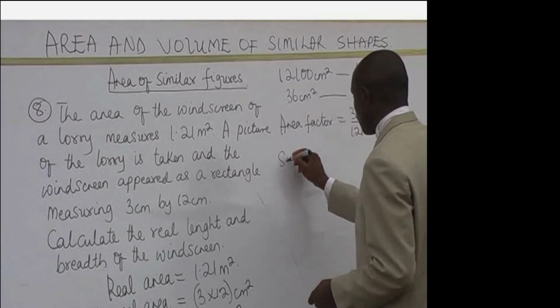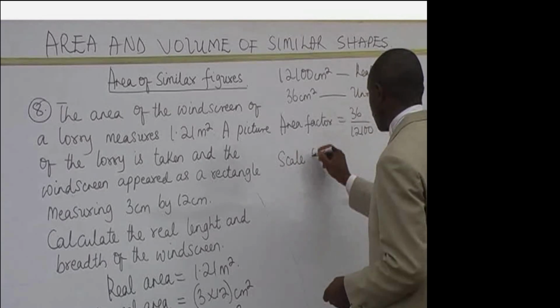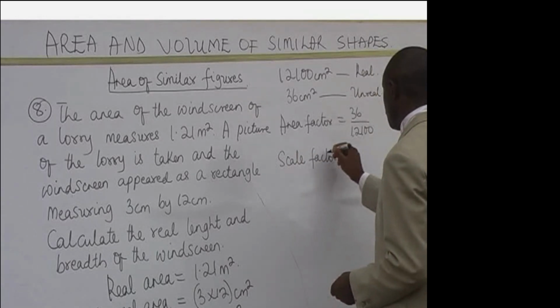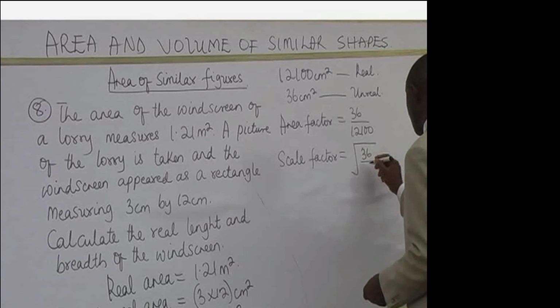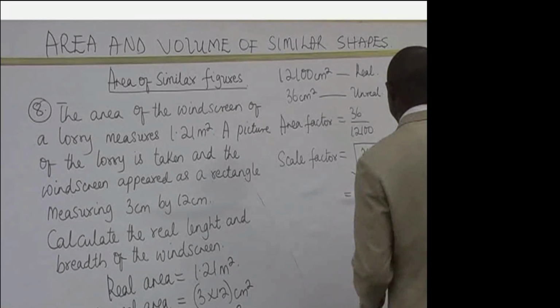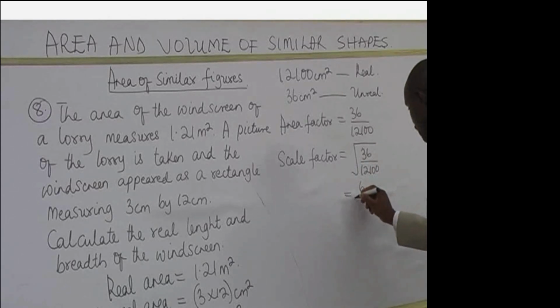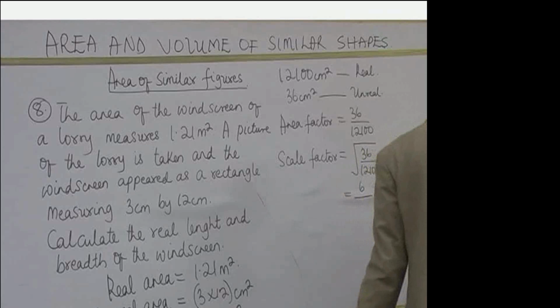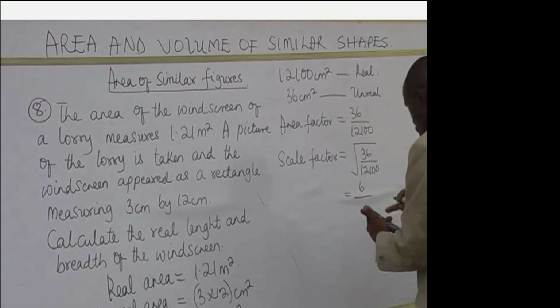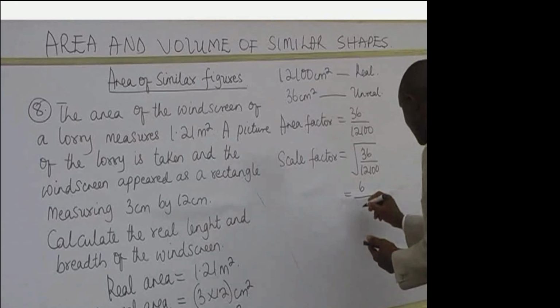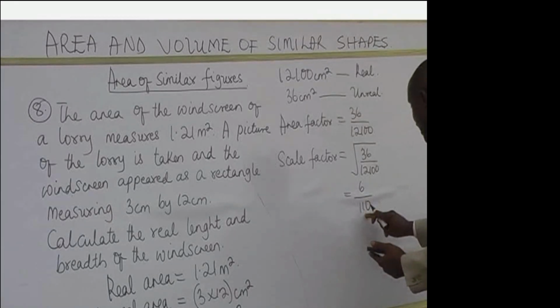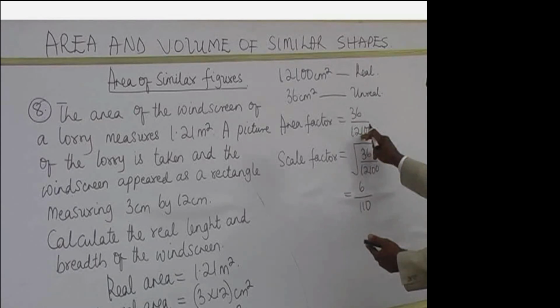That means the scale factor, which is the square root of the area factor, is going to be the square root of 36 all over 12,100. The square root of 36 we know to be 6. Let's use a calculator and find the square root of 12,100. It is 110. That means 110 times 110 will give you 12,100.